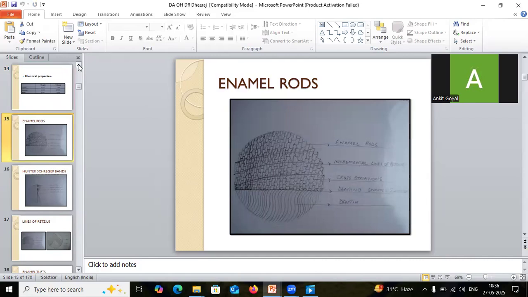Now the structure of the enamel. First, now coming to the enamel rods. The enamel rods, they are the fundamental structure of enamel. Each rod is extending from its site of origin at the dentino-enamel junction to the outer surface of the enamel. Okay. The enamel rods are separated by varying amounts of inter-rod materials. The number of enamel rods varies in different teeth.